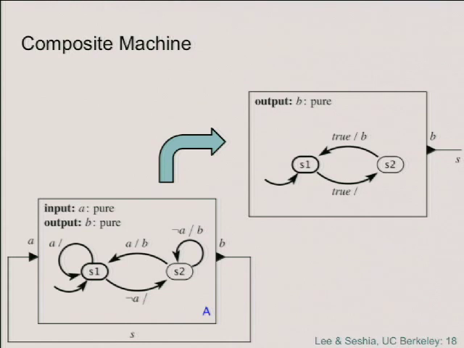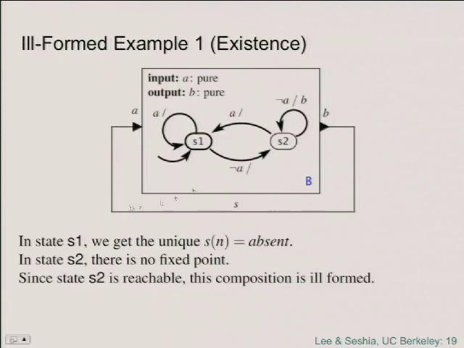So here's a slight variant of this system where there is no fixed point when we're in state S2. In state S1, everything's the same as before. The output will be absent, the input will be absent. In state S2, however, if the input is absent, the output will be present, and if the input is present, the output will be absent. And therefore, although there's nothing wrong with state machine B, there is something wrong with the feedback composition. It's self-contradictory. So we declare that to be an ill-formed composition.